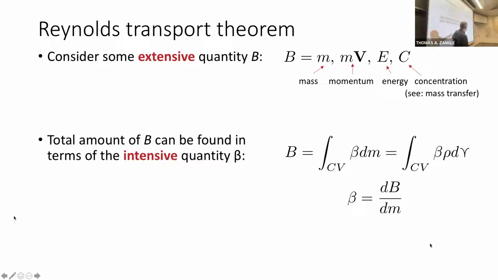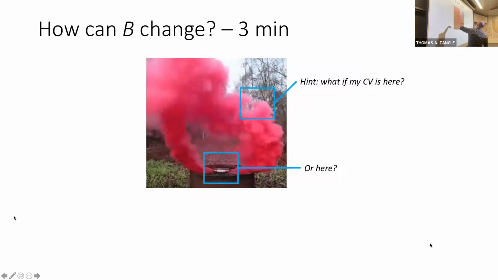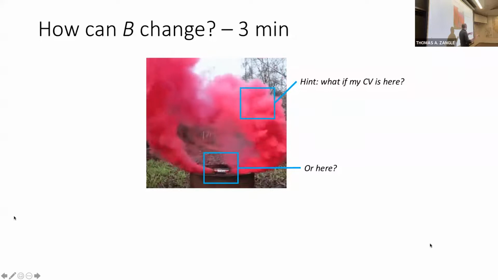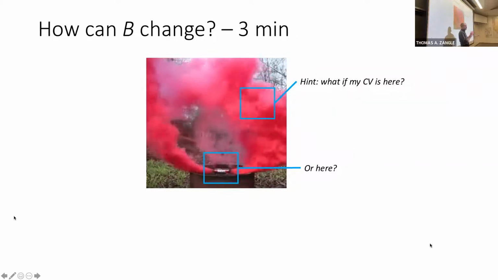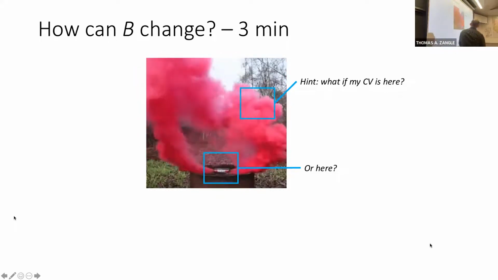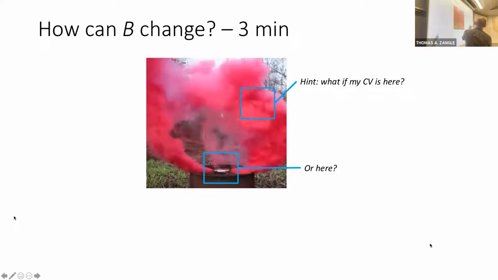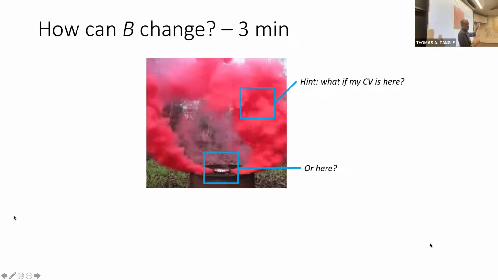Okay. So we have an expression for the amount of B within our control volume. Now we have to ask ourselves, in order to write this balance, how can B change? Let's say that B is the concentration of smoke, and I have something releasing smoke within the room or within an area. What I'd like you to do is get into groups of two or three and discuss for a couple of minutes: what are the ways that B can change?